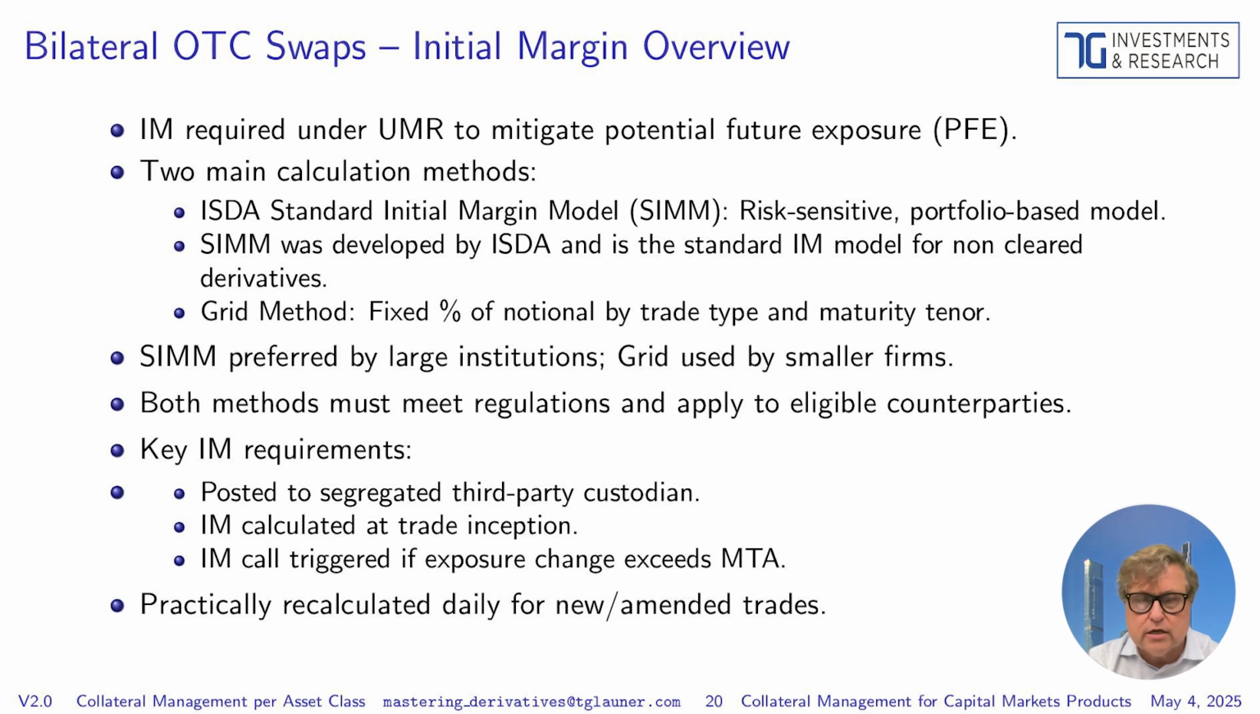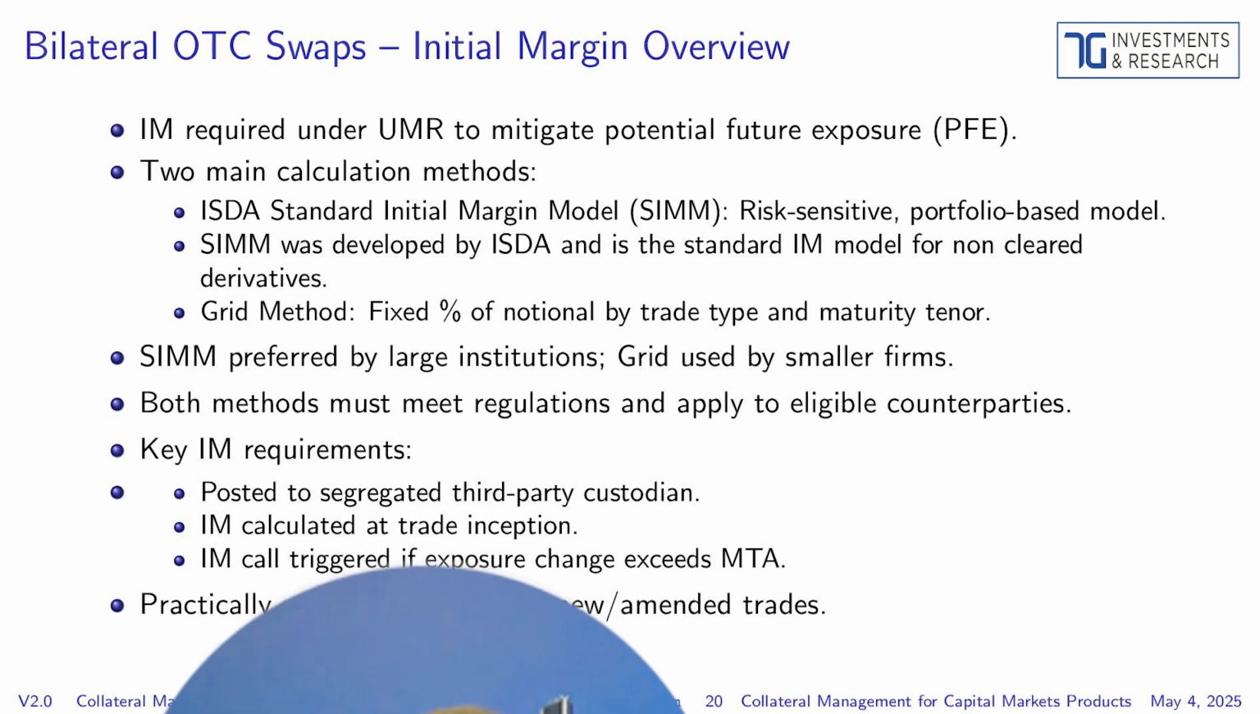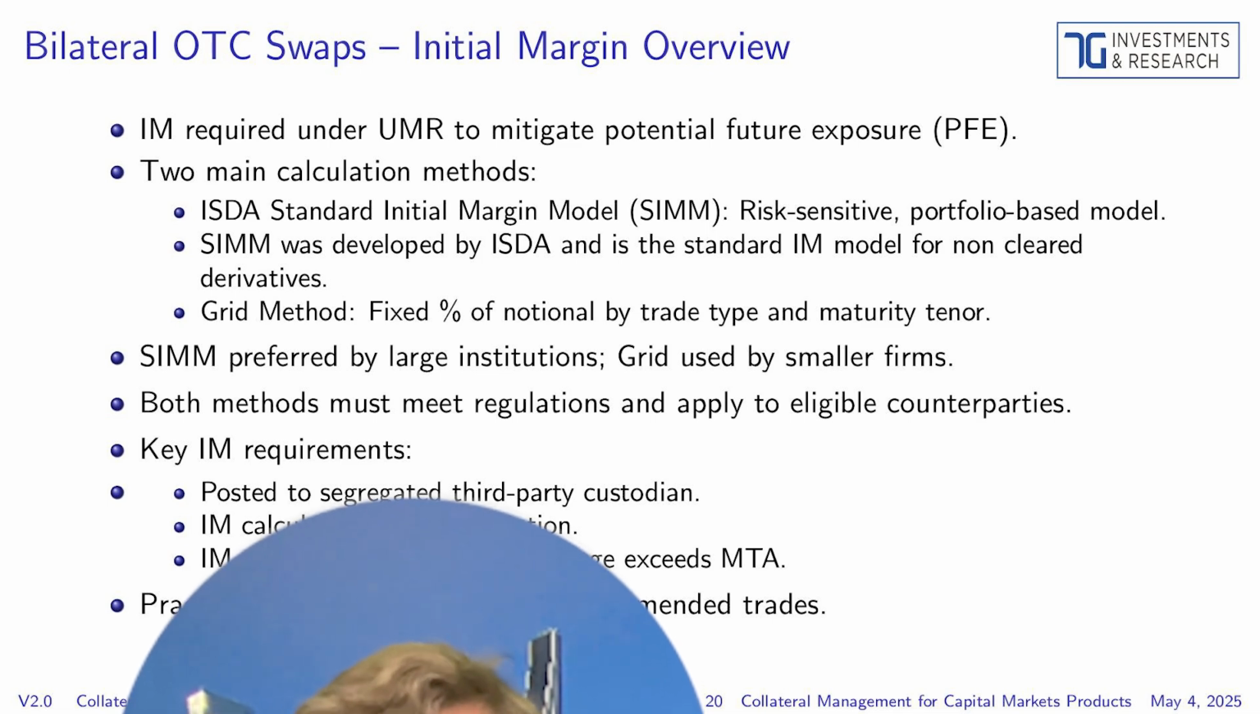Initial margin is required under UMR to protect against potential future exposure. Let's talk about what potential future exposure actually means and what IM protects you from. The risk IM covers is that sometime in the future you have a positive mark-to-market on the trade, and the counterparty stops paying variation margin or misses some other payment. On that day, you first have to figure out if this is really a credit issue and the counterparty will never pay, or it's just a temporary thing.